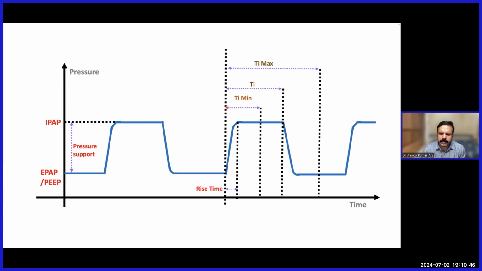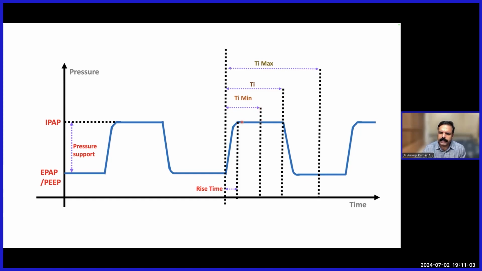So TI minimum is the minimum time the patient has to hold the inspiration. Suppose the patient wants to terminate the inspiration at this point, the machine will not allow that. The machine will hold it up to the TI minimum.